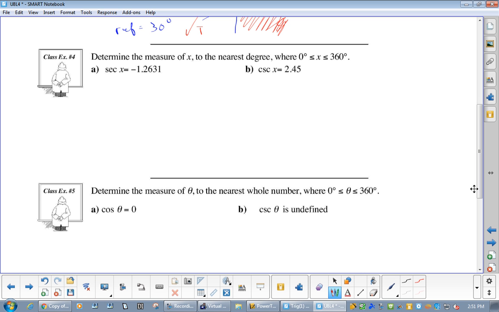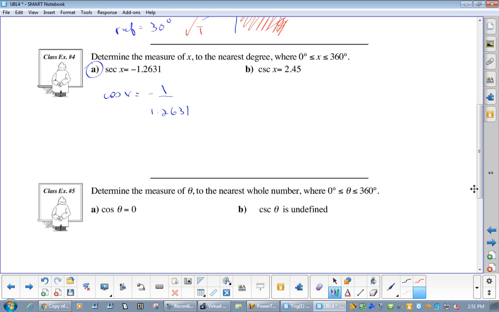Okay, I don't think we have to do both of these. Let's just do A. So secant equals negative 1.2631. Secant's buddy is cos. So this would be cos x equals negative 1 over 1.2631. So remember I said that negative can go anywhere you want. You can put it in the middle or up, doesn't matter.